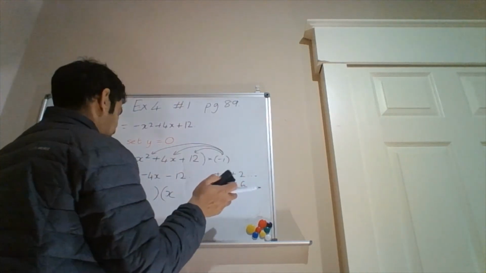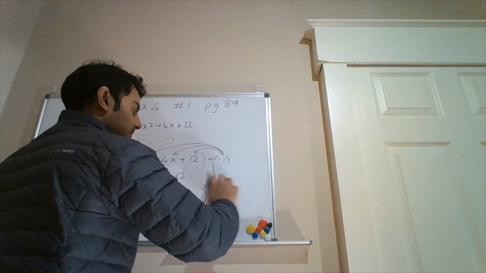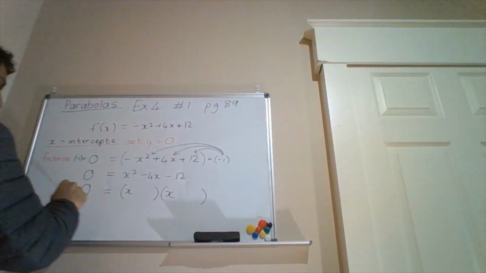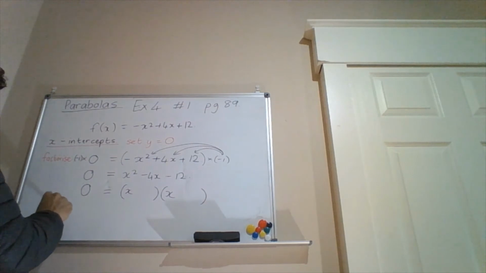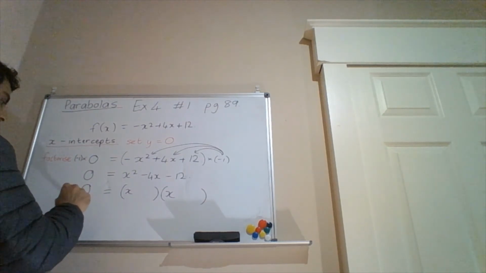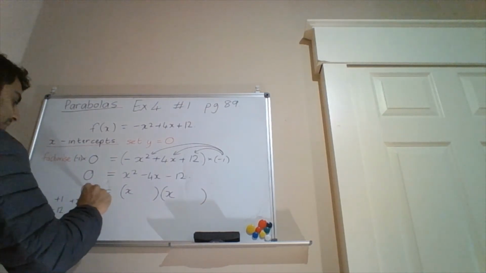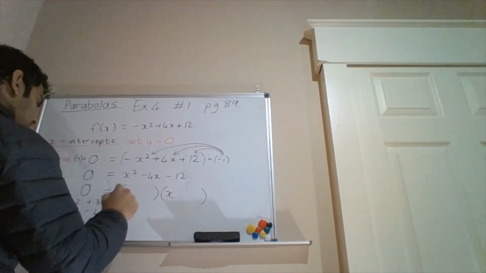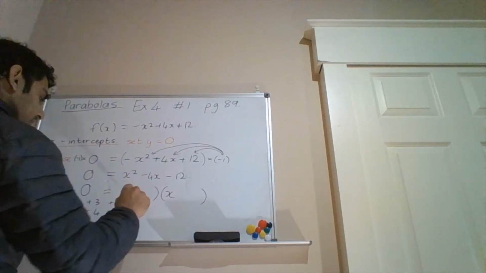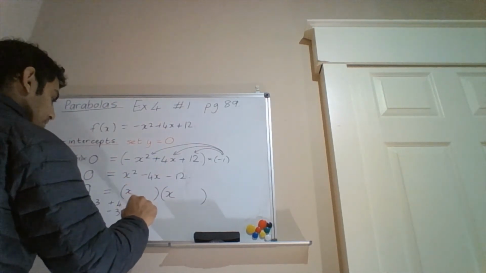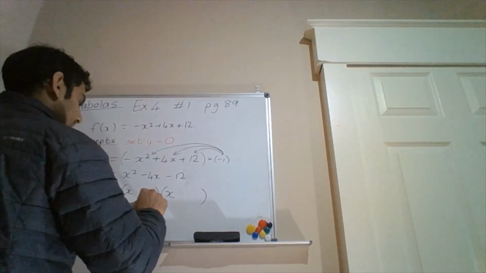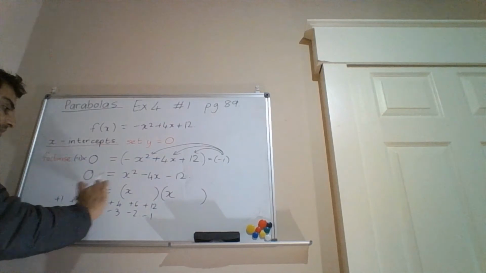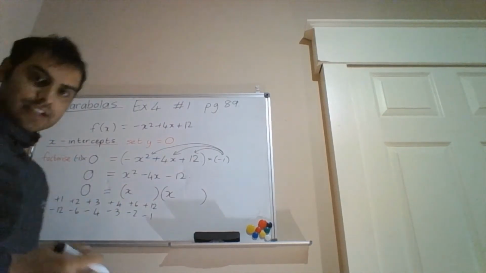Okay, so actually let me write down all the factors just so you can see how many there are. So we've got +1, -12, +2, -6, +3, -4, and +4, -3, +6, -2, and +12, -1. Okay, so if we multiply each of these together, we get -12.